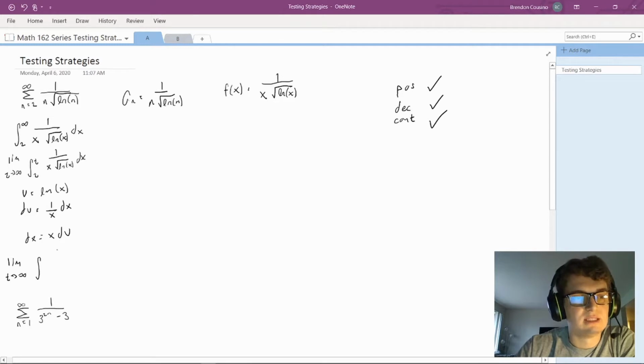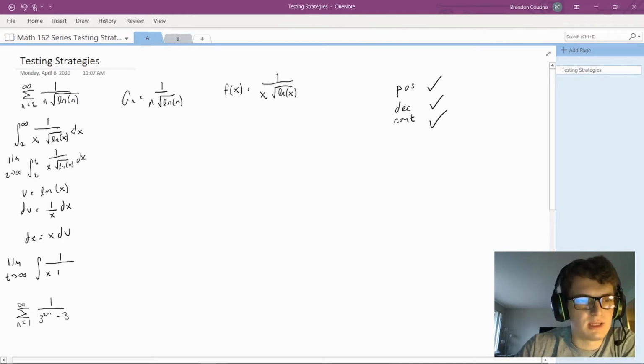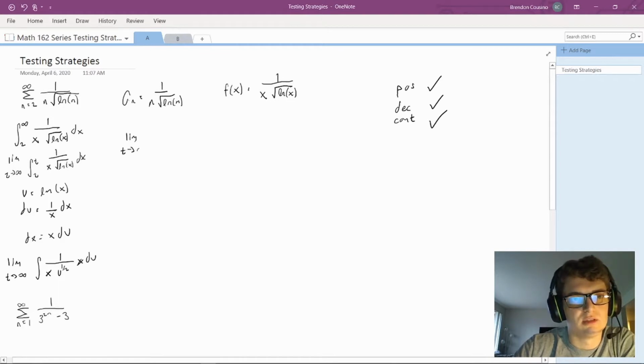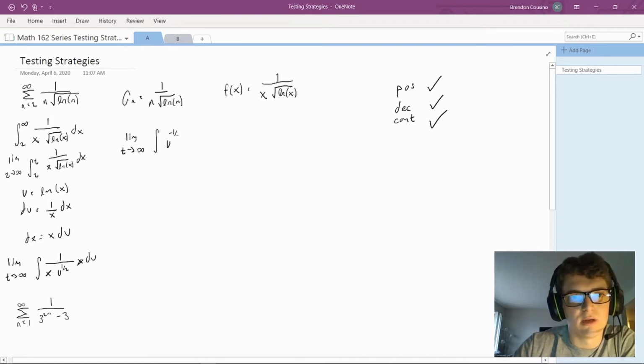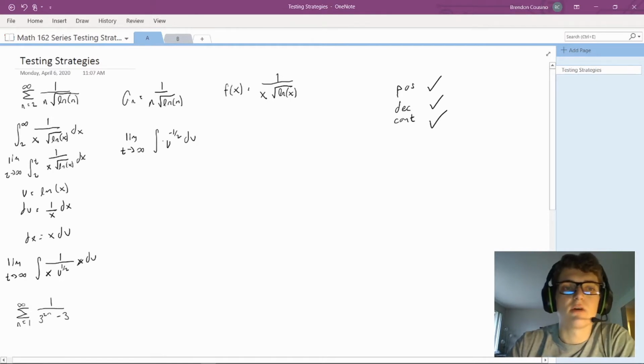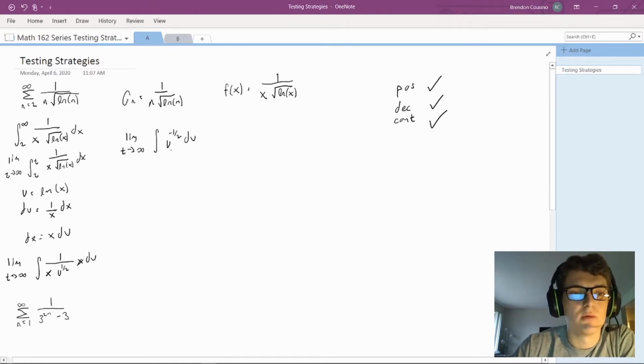Okay, so the limit as t approaches infinity of, let's see, 1 over x, and then it's going to be the square root of u, so I'm just going to write that as u to the 1/2 power, and then dx we know is equal to x du. So it looks like my x's are going to cancel, and then I'm going to be left with the limit as t approaches infinity of the integral. And it looks like I'm going to move that u to the numerator, so it's going to be u to the negative 1/2 du. And then we can just go ahead and solve this using our power rule.